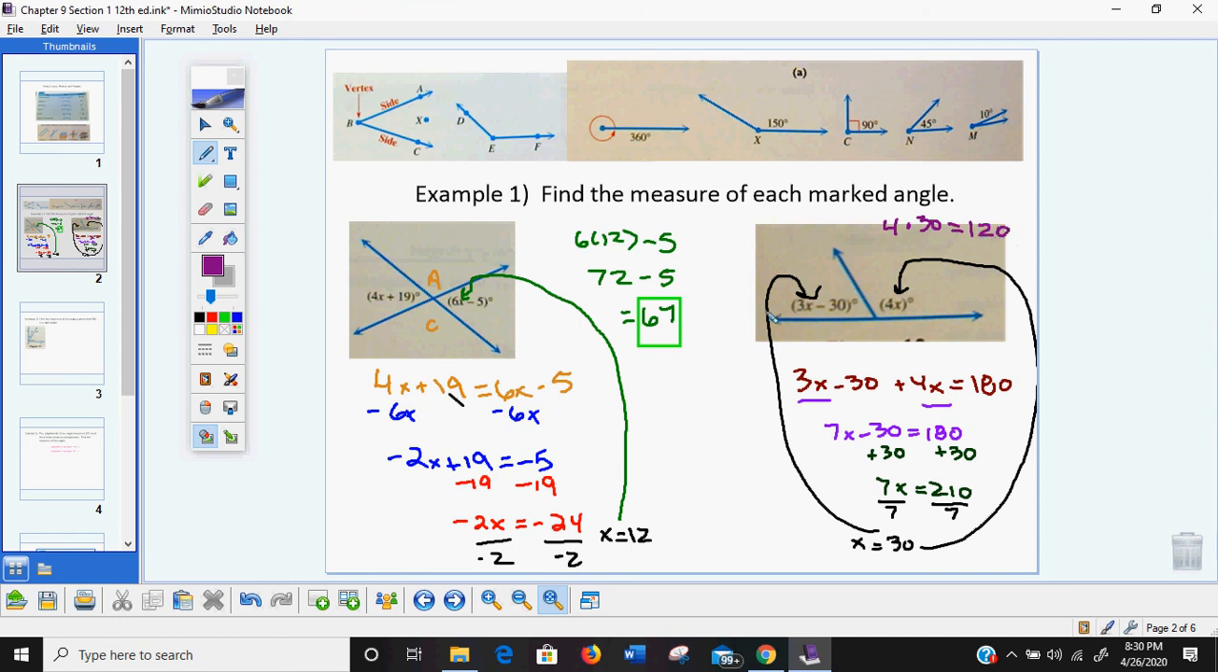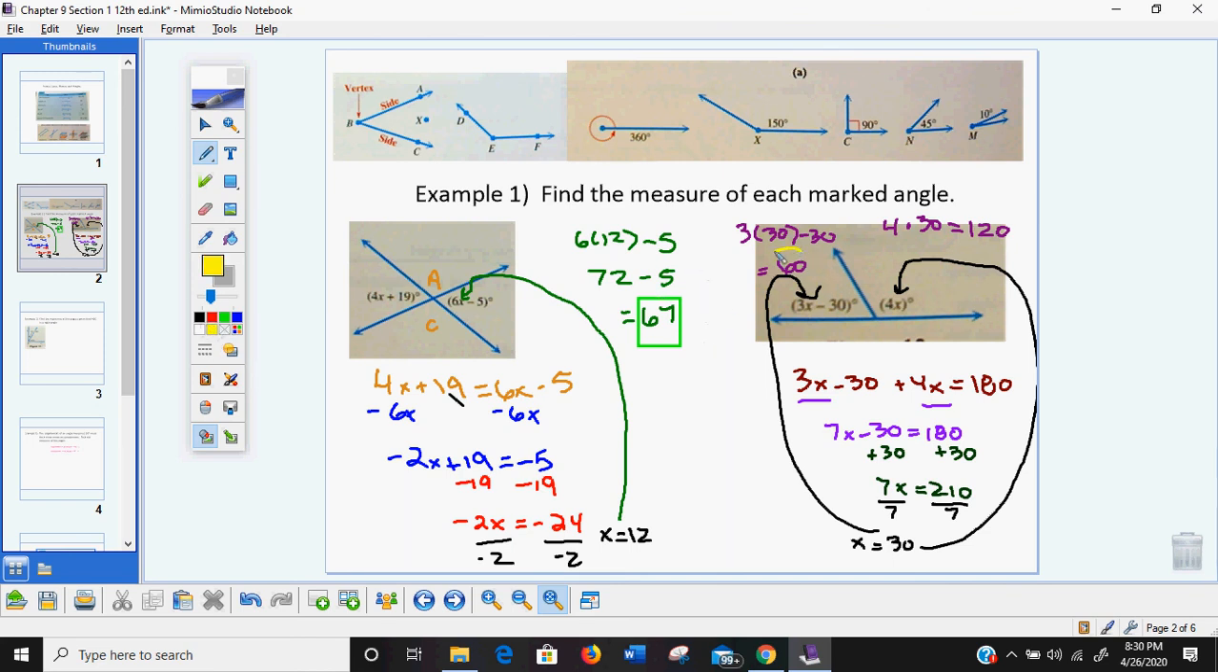Now there's 2 ways you can find this angle. You can plug the 30 back in. 3 times 30 is 90, minus 30 is 60. Or you could have said this is a 180-degree angle, and 120 from 180 is 60. But either way will give you those 2 answers.